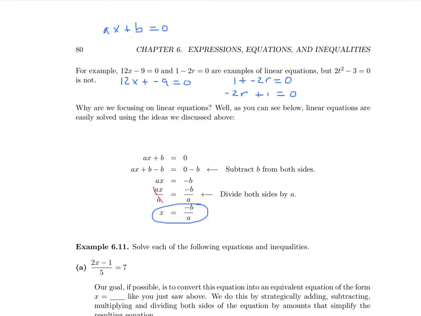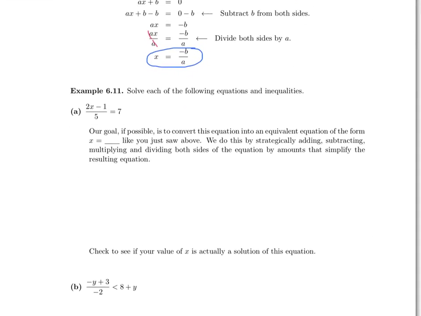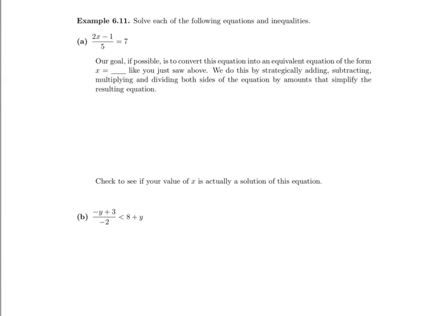So by simply undoing all of the operations that involve x, we are left with an equation where x is all by itself, and we're told on the right hand side what x must equal in order to satisfy this equation. So in the next example we will practice what we've just been talking about.